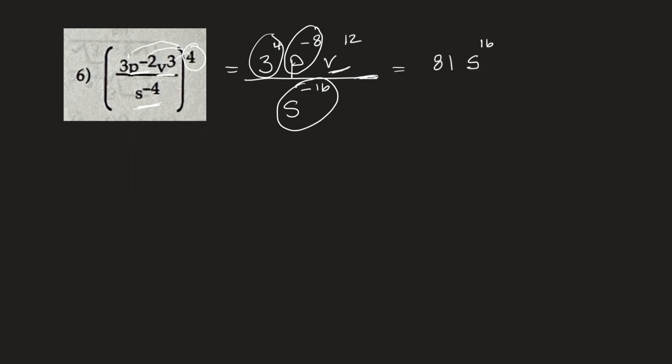The V can stay right where it's at because it's already positive. But then that P to the minus 8, I can move to the bottom and make it a positive 8. And that's where I would finish the question.